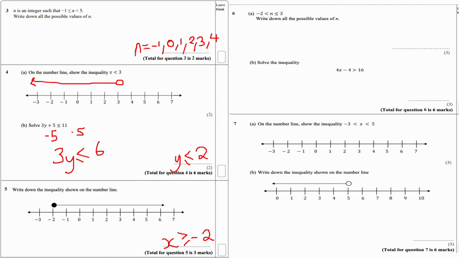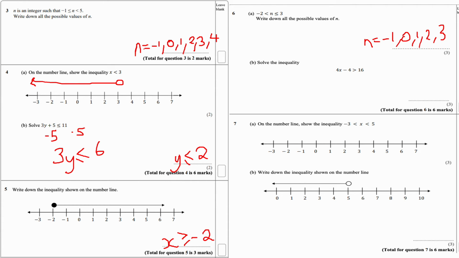Okay, this is question number 6, guys. Minus 2 is less than n, less than or equal to 3. Write down all the possible values of n. So this time n is greater than minus 2, but less than or equal to 3. So it's minus 1, 0, 1, 2, and 3. And that'll be my answer for that question.